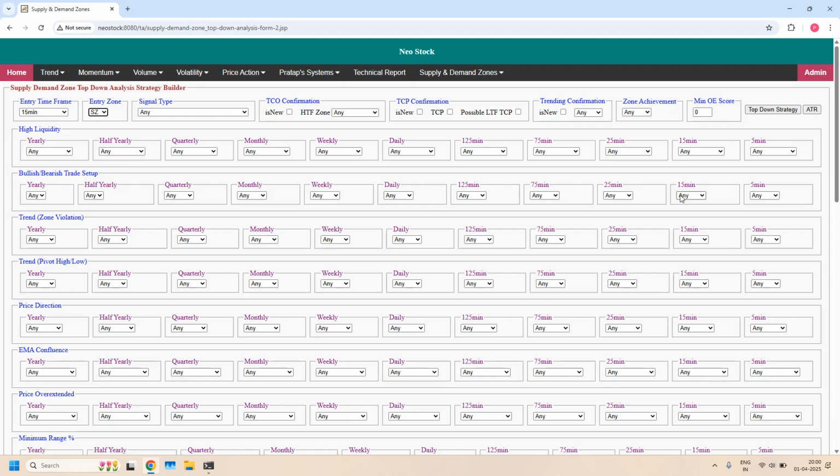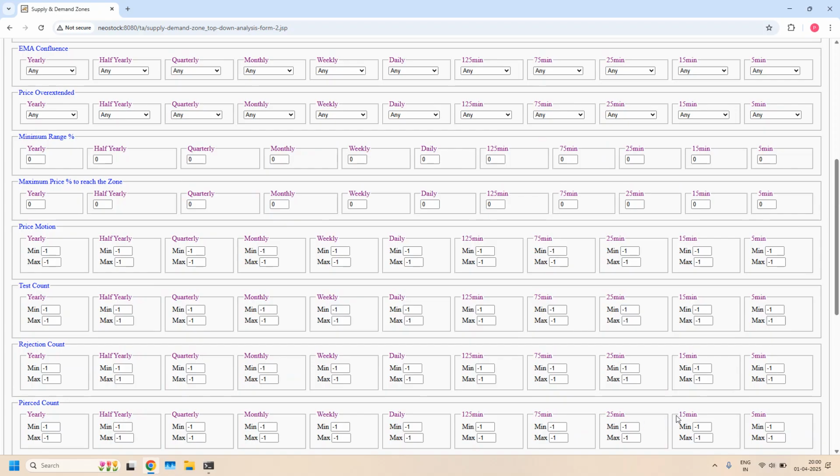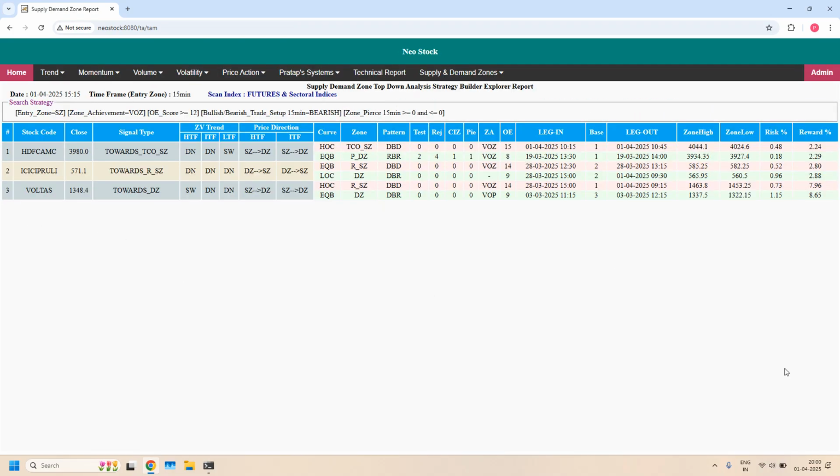Bullish or bearish trade setup at 15 minutes, I am selecting bearish. Zone achievement VOZ, minimum odd and enhanced score 12, and also 15 minutes supply zone should not be pierced. So at 15 minutes, minimum value 0, maximum value 0. With these filters, we got 3 stocks supporting bearish trade setup for daily income trade. And all the entry time frame zones are 15 minute supply zones for bearish trade setup.